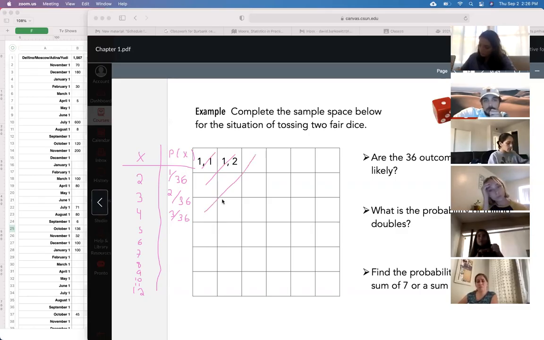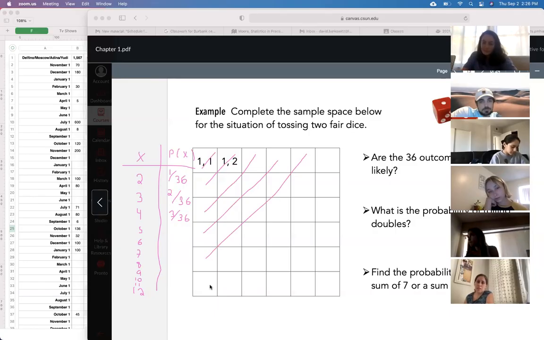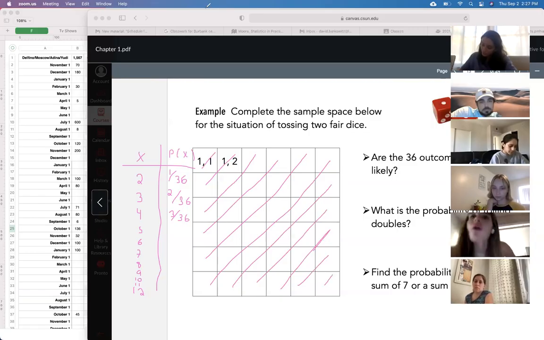So do you see a pattern for the number of squares corresponding to a given number? Yes, right? So we can use the pattern to get these answers. 1 out of 36, 2 out of 36, 3 out of 36. What's next? For 5, 4 out of 36. What's next? For 6, 5 out of 36. 5 out of 36, 6 out of 36, back to 5 out of 36, 4 out of 36, 3 out of 36, 2 out of 36, 1 out of 36.